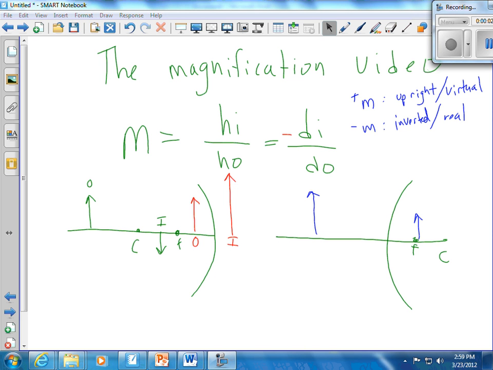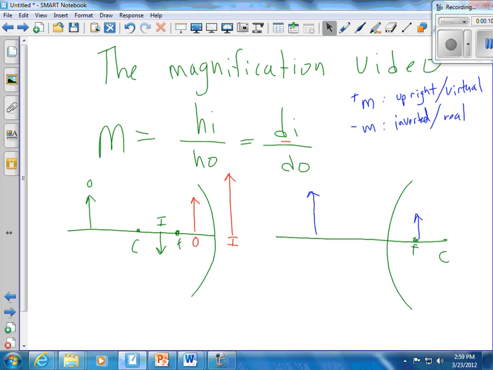All right, I left magnification for its own video because I was like 15 minutes into the other video and I knew I made a mistake in the equation. The equation for magnification is HI to HO equals negative DI to DO. I had the negative sign on the wrong side, which mathematically is okay, but it leads to confusion when trying to calculate these magnifications.